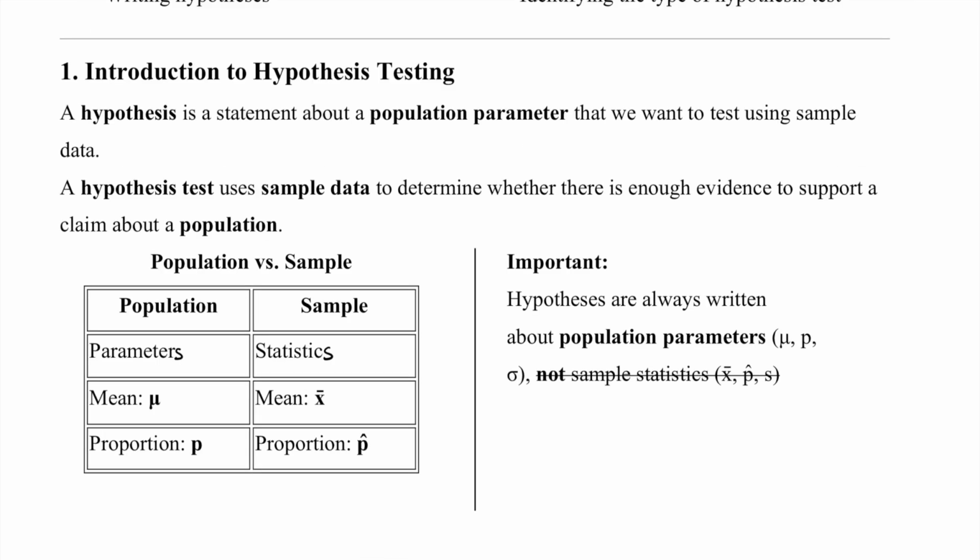Here's one important rule to remember. Hypotheses are always written about population parameters, never sample statistics. That means you always write hypotheses using symbols like mu, p, or sigma, not x bar or p hat.